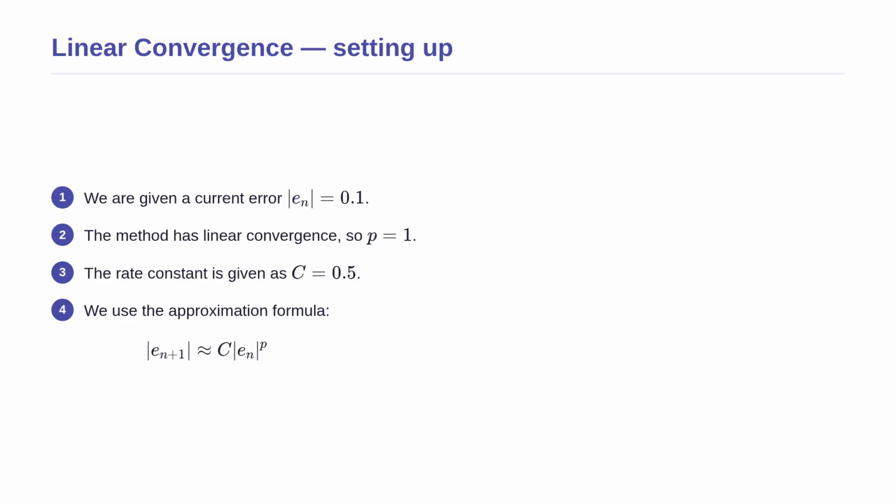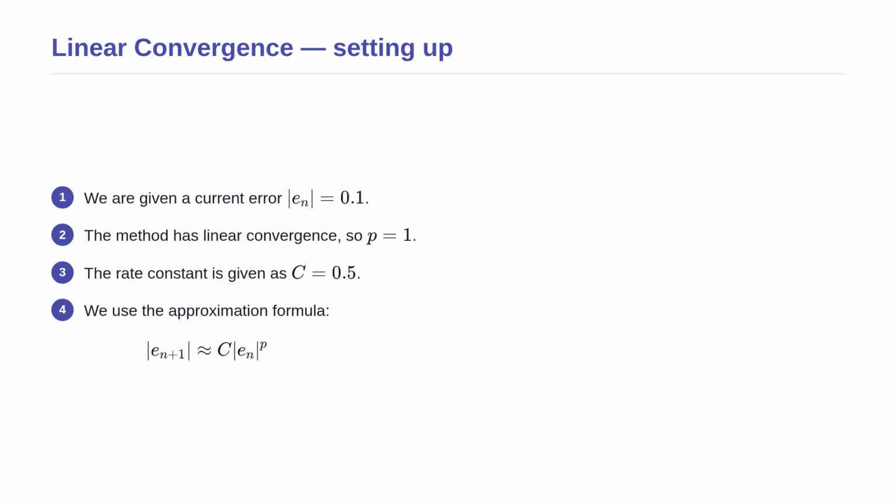Let us see this practical formula in action with a basic numerical example. Suppose we are using a specific numerical method and we know that our current error at step n is 0.1. We are told that this method has linear convergence. As we learnt earlier, linear convergence means the order p is exactly 1. We are also given that the rate constant c for this method is 0.5. Our goal is to find the expected error at the very next step.